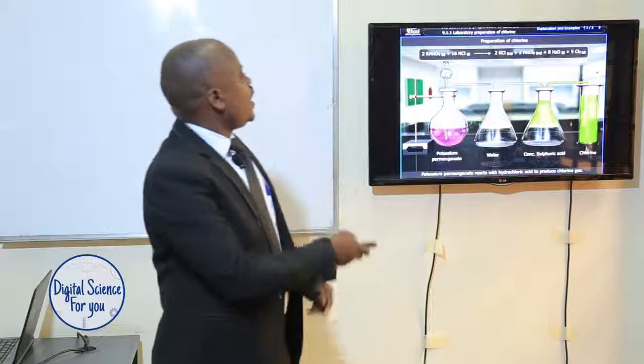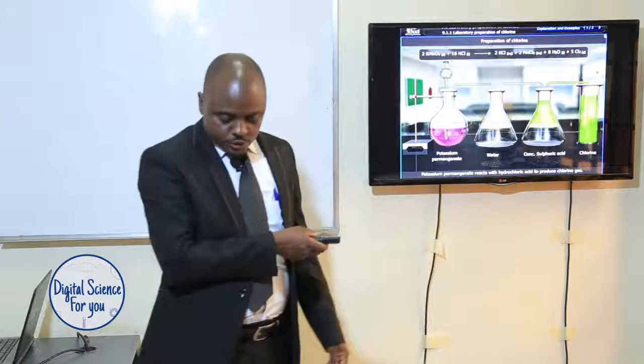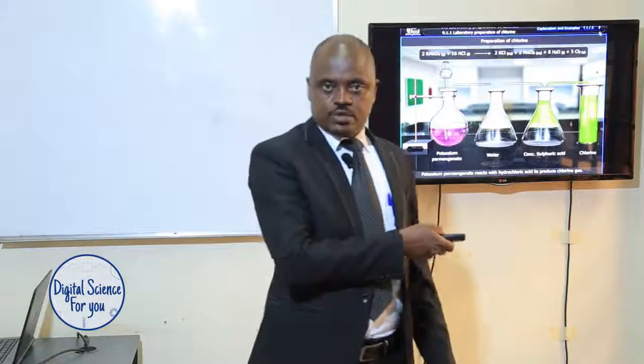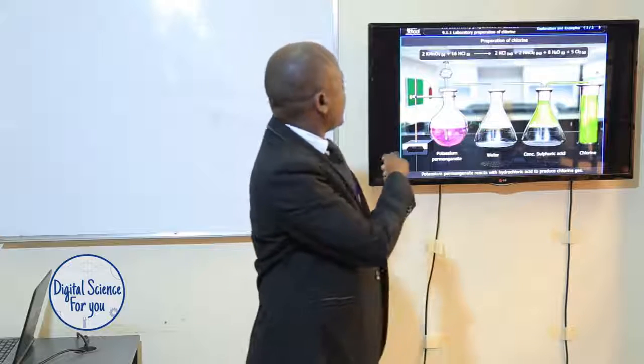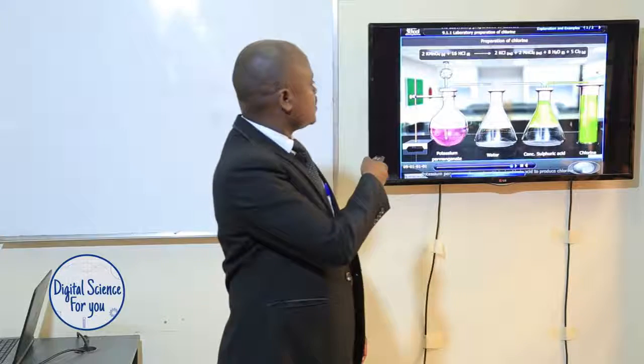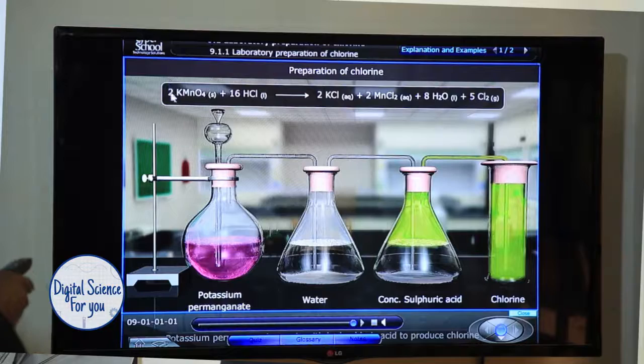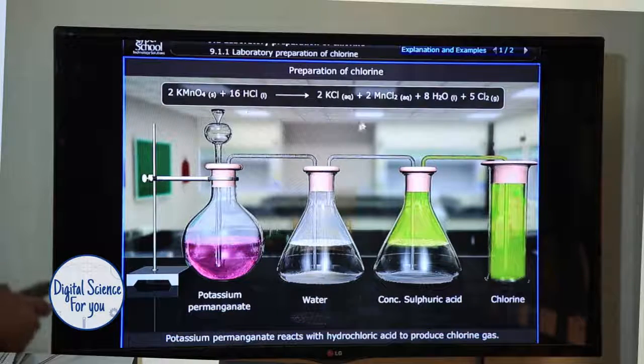Now, I wanted to emphasize also the equation for the reaction. We can see our reactants: potassium permanganate, which is in solid state, reacting with hydrochloric acid, which should be in aqueous state, giving us potassium chloride, which remains in the round bottom flask.